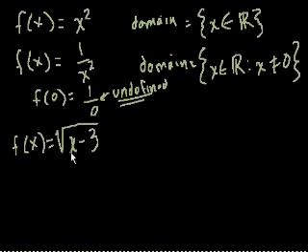So here we say any x is valid here except for the x's that make this expression under the radical sign negative. So we have to say that x minus 3 has to be greater than or equal to 0, right? Because you could have the square root of 0. That's fine. It's just 0. So x minus 3 has to be greater than or equal to 0. So x has to be greater than or equal to 3.